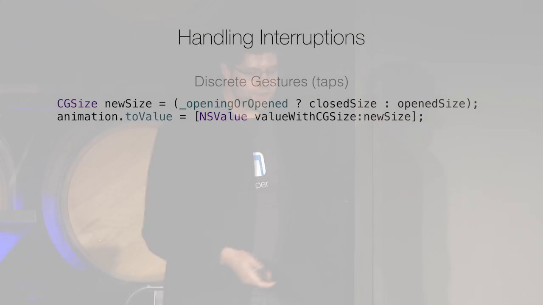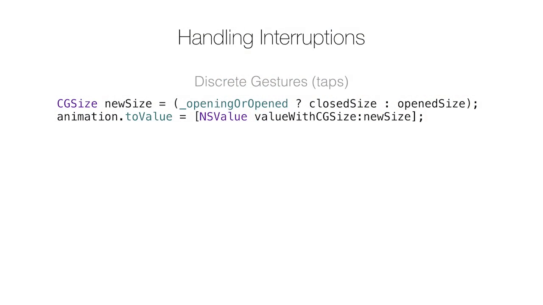Pop also supports, as Keeman mentioned, the mutation of its to value on the fly. And so for discrete gestures, something like a tap, this makes interruptions really easy. So if you imagine, for example, that we're animating the size of a photo, when you tap it, open or close it. To do this, all you're doing is when you tap, determining the opening size to animate to, and then assigning that as the to value to your animation. And that's it. That works.